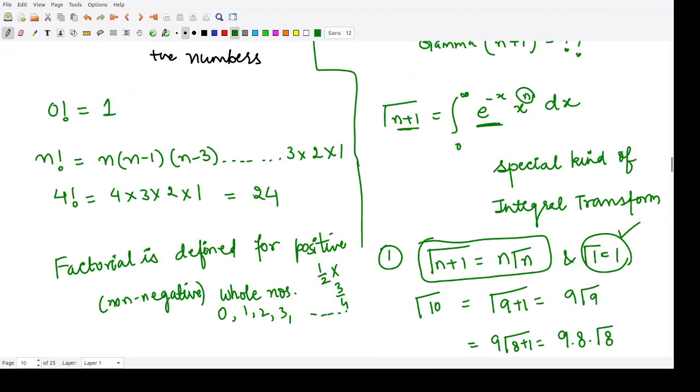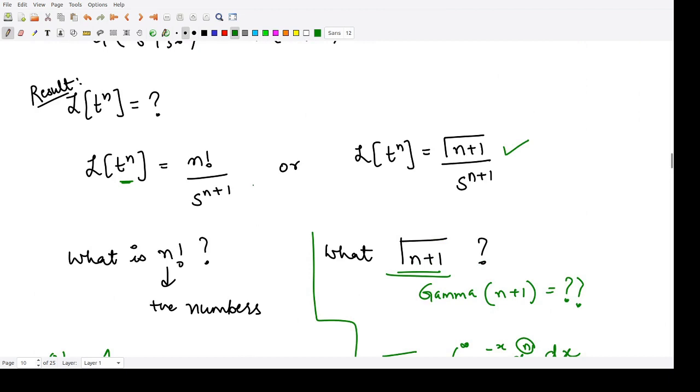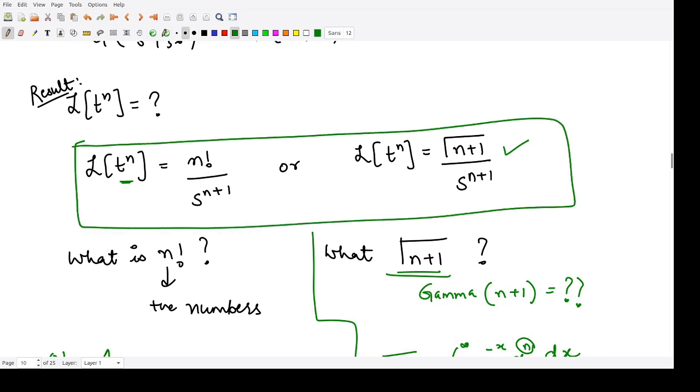So this is how you calculate gamma and factorial for different quantities, right? The formula that is of importance here is to calculate the Laplace transform of t to the power n. It is defined either as n factorial divided by s raised to power n plus 1, or, whenever n is a fraction, as gamma of n plus 1 divided by s raised to power n plus 1. The first we use whenever n is a positive integer, and the second when n is a fraction.